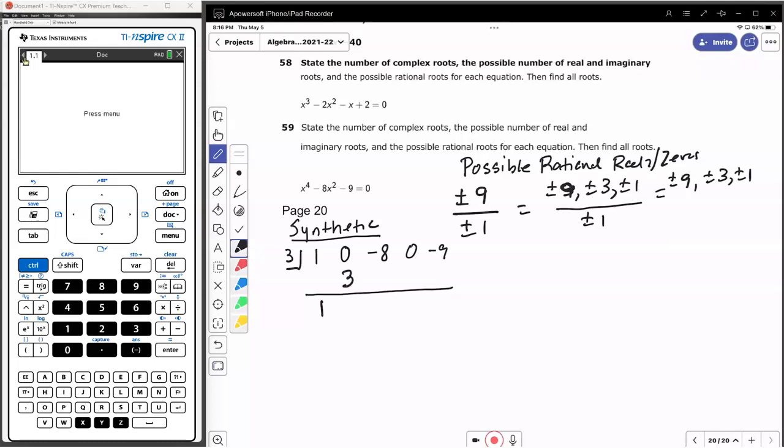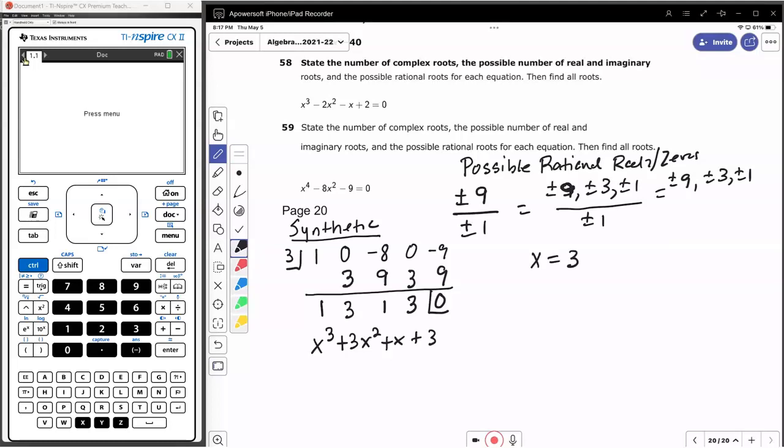3 times 1 is 3. 0 plus 3 is 3. 3 times 3 is 9. Negative 8 plus 9 is 1. 3 times 1 is 3. 0 plus 3 is 3. 3 times 3 is 9. So we have negative 9 plus 9 is 0. So we know that x equals 3 is a possible root. And what we have now is x to the 3rd plus 3x squared plus x plus 3.